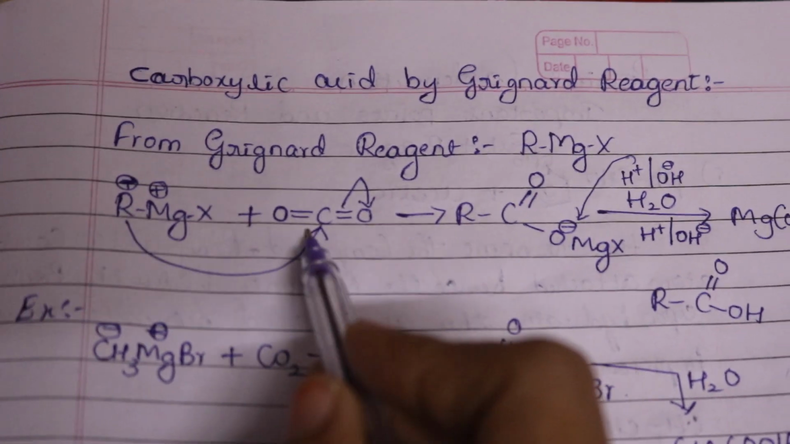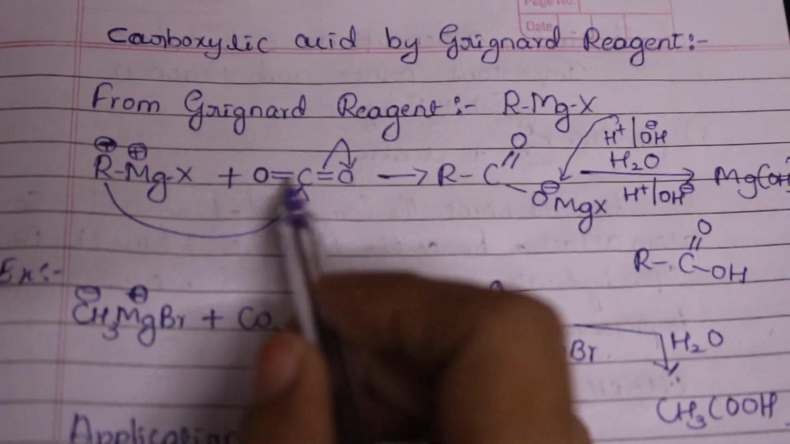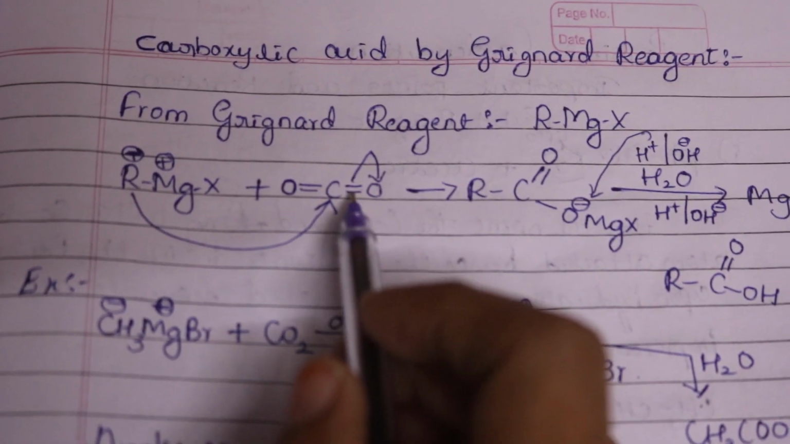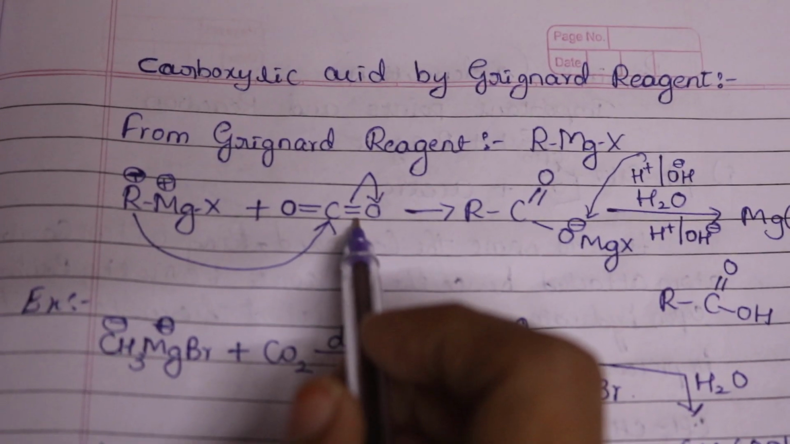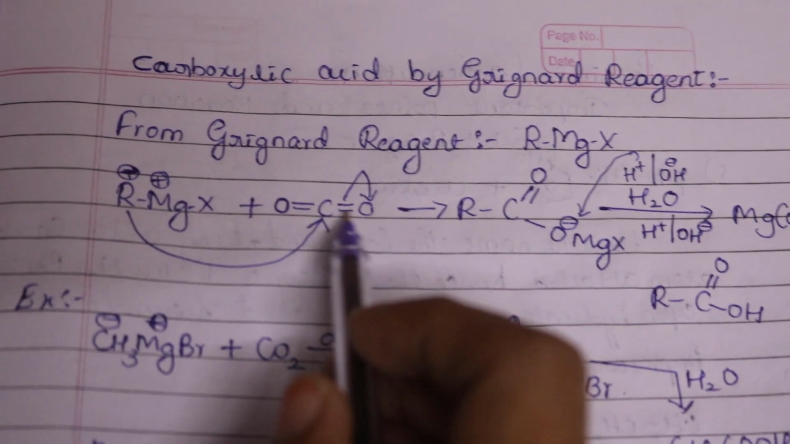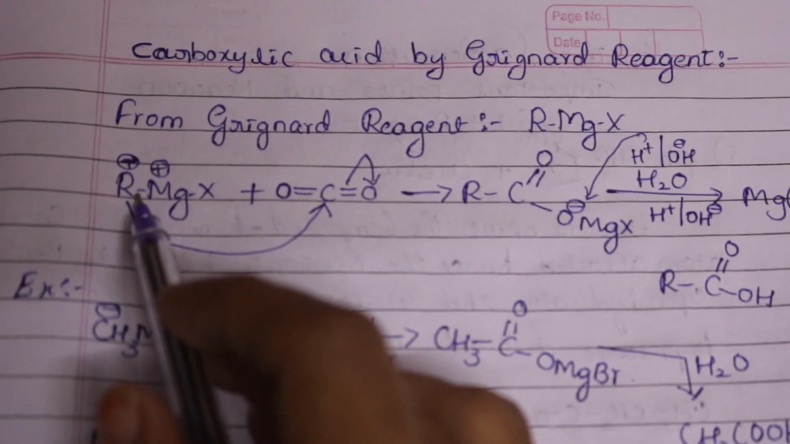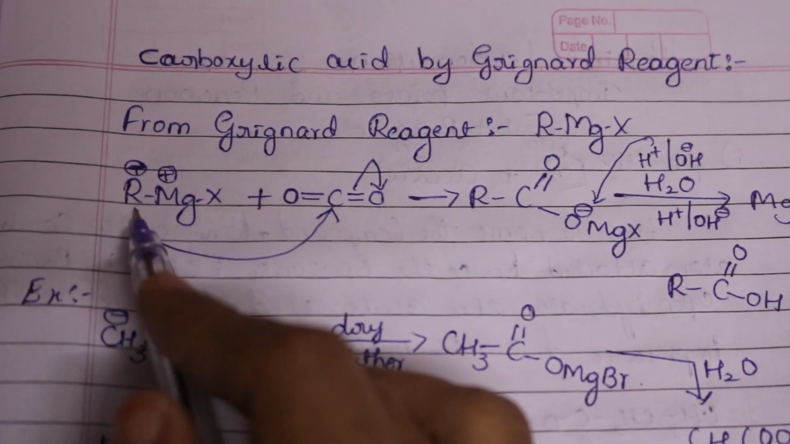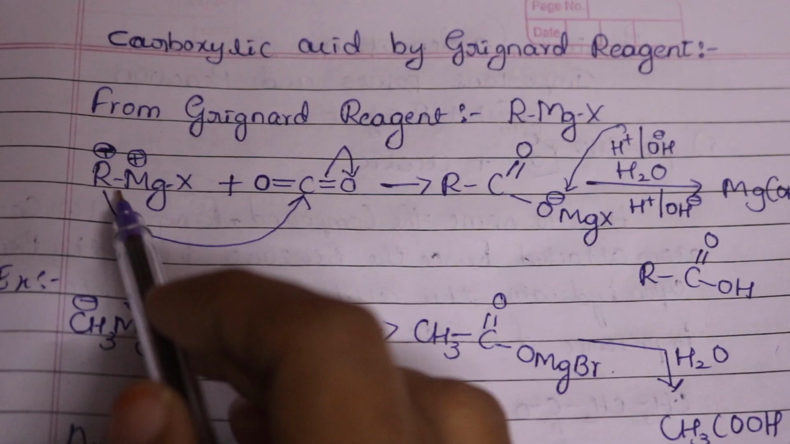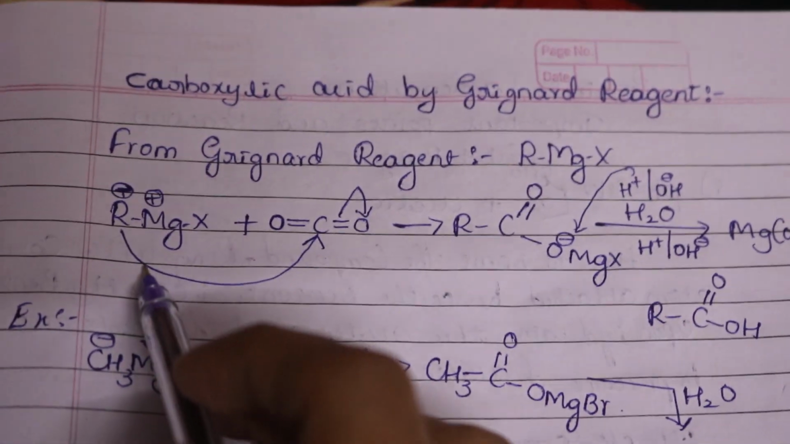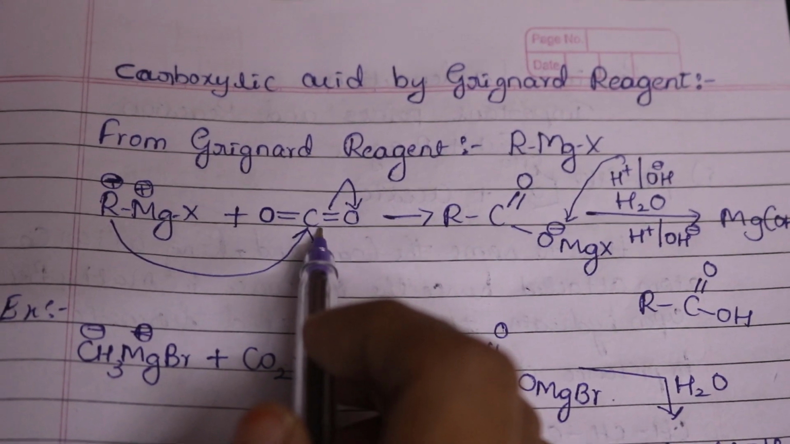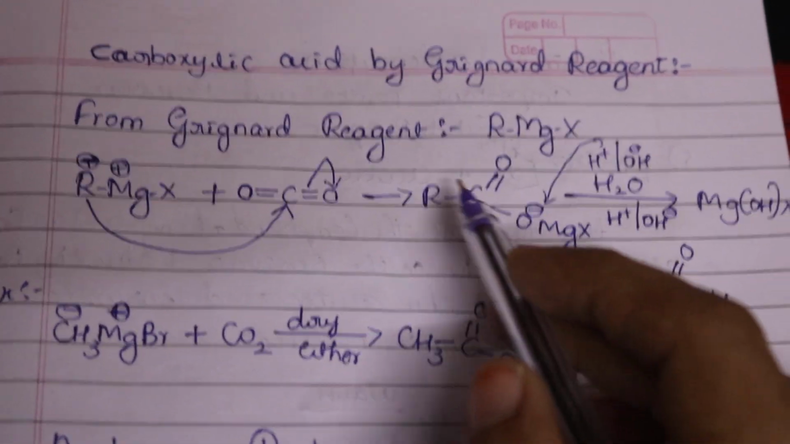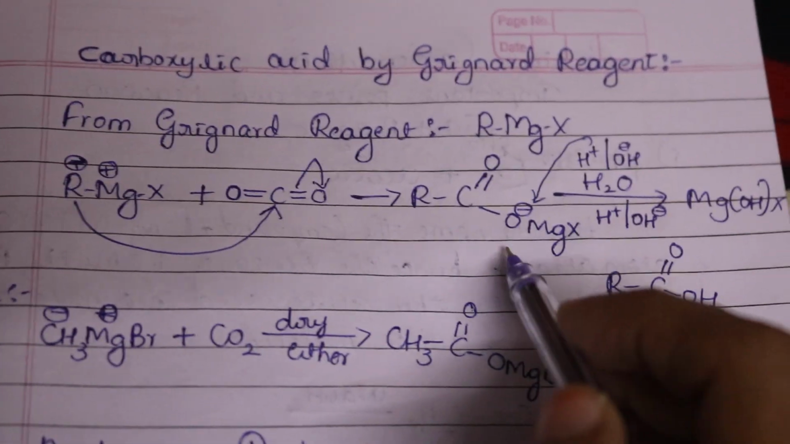RMgX, when it is treated with carbon dioxide, here carbon I have written as C double bond O, C double bond O. The oxygen contains the pi bond, it acquires the electron from this pi bond. In RMgX, Mg carries the positive charge, and R, any alkyl or aryl group, carries the negative charge. R takes the carbon towards it, the oxygen acquires the electron from this pi bond, and it forms RC double bond O, OMgX.